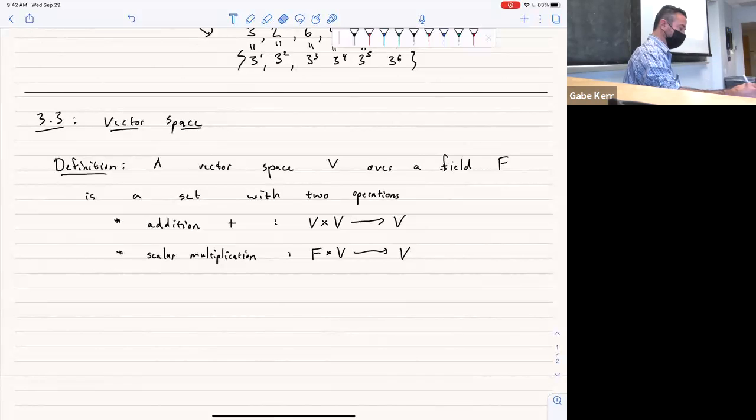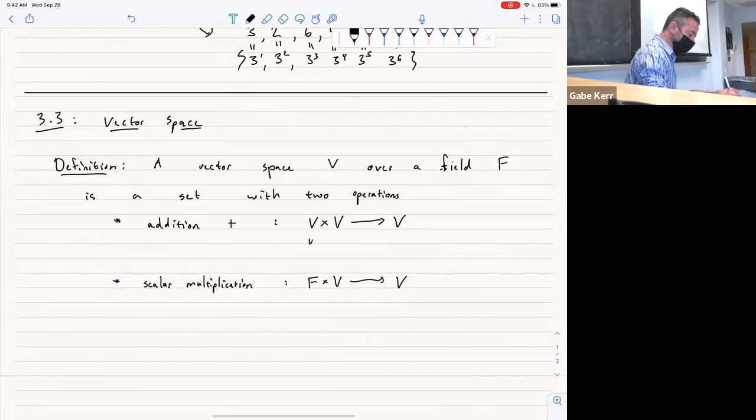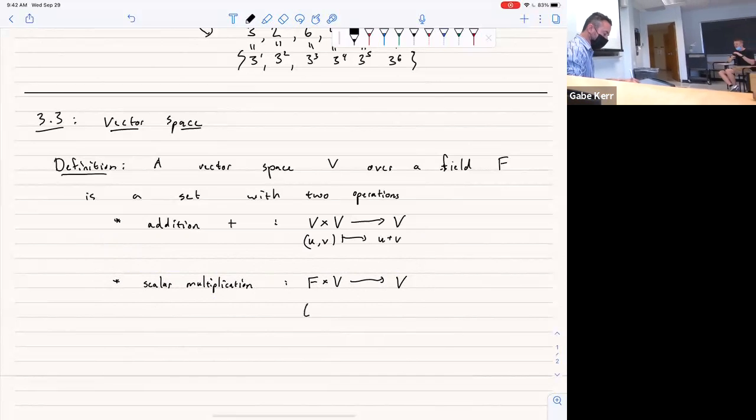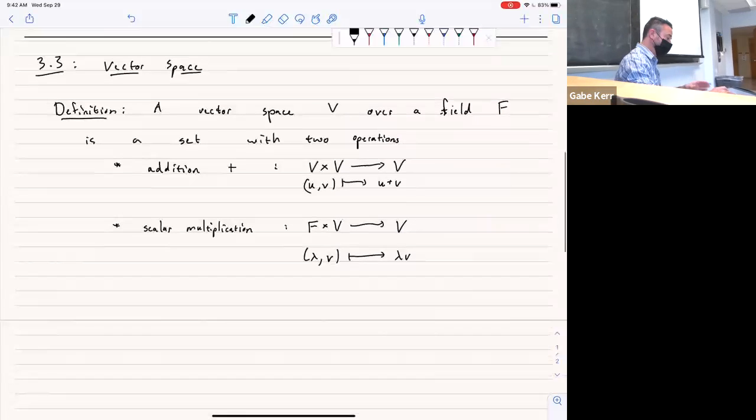Same idea. But this is sort of the abstract version. Of course, here when I say this, we have a vector u and v. I want to add them, I just write u plus v. I have a scalar lambda, and I have a vector v, and I want to scale multiply, I just write lambda v. These have to satisfy properties. What are the properties? Well, addition should form an abelian group. So with this addition, V forms an abelian group.